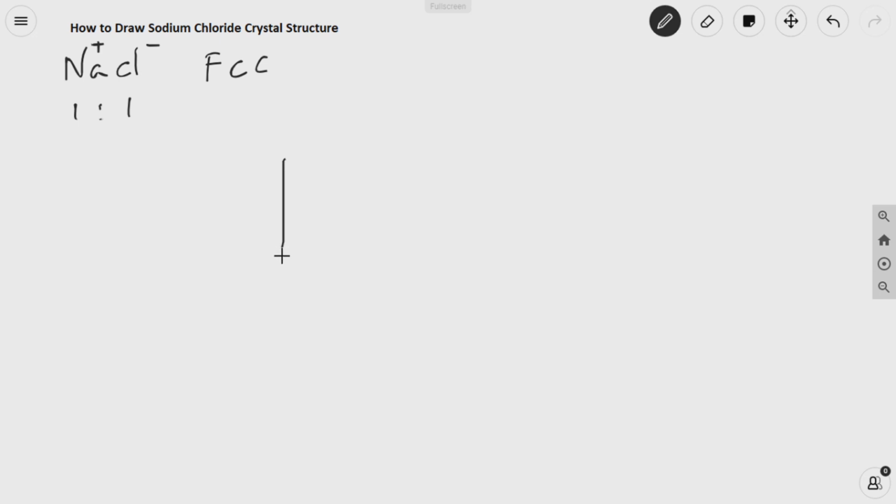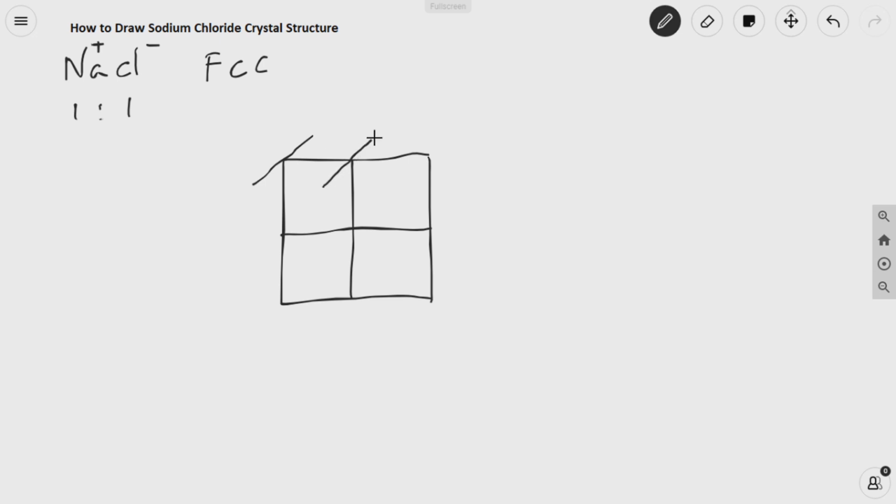Step 1, draw a square. Step 2, make it into 4 equal halves as shown. Then at each of the junctions, draw a line like this. Make sure these lines are of the same length, so you will get a beautiful structure.